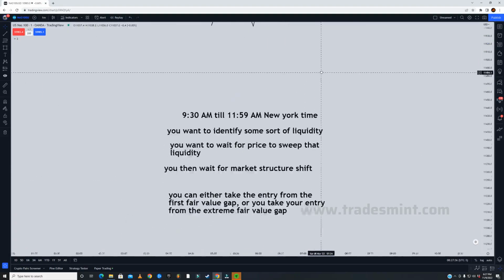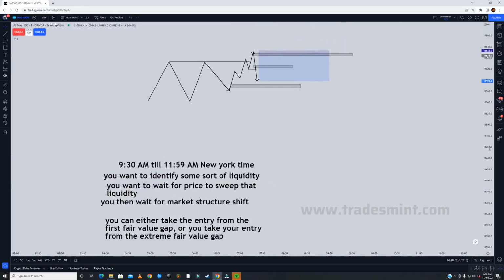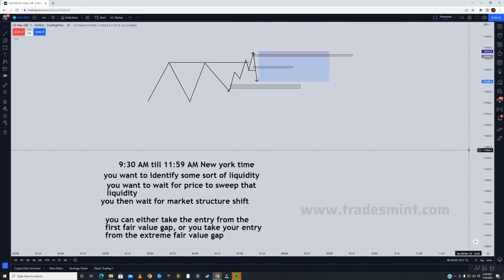So you can either take the entry from the first fair value gap, or you can take your entry from the extreme fair value gap. I'm going to give you guys some examples, and it's going to be crystal clear to you.